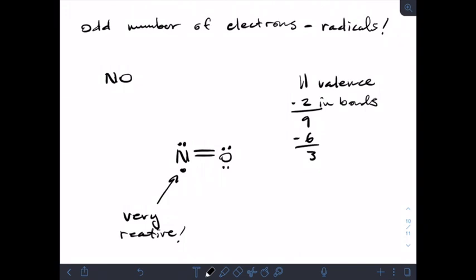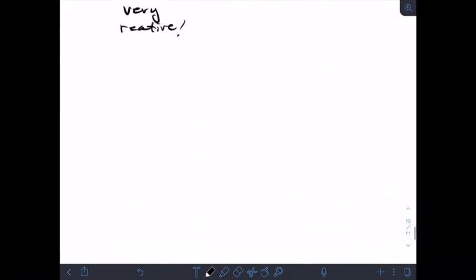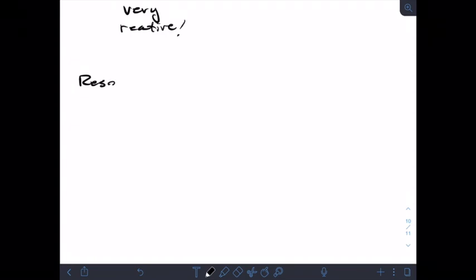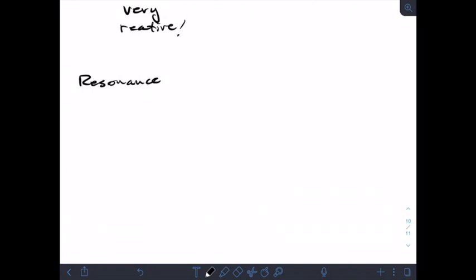Okay? So now, let's talk about a thing called resonance. All right? Resonance is sometimes a rather confusing topic for students. Fair warning. Right? So let's look at an example of a thing called an allotrope of oxygen, and that is ozone.